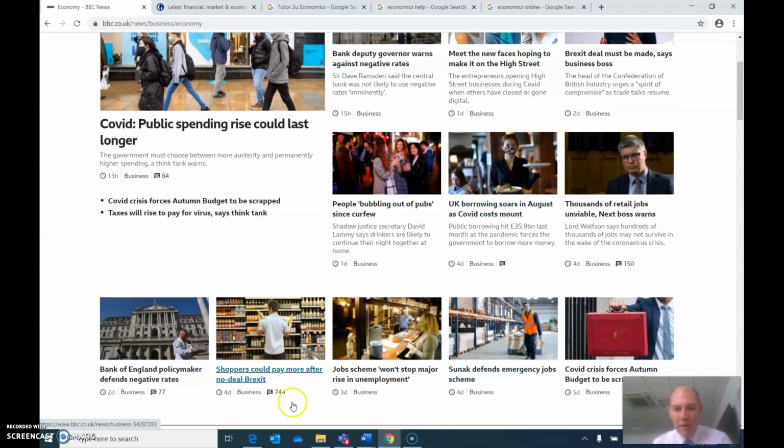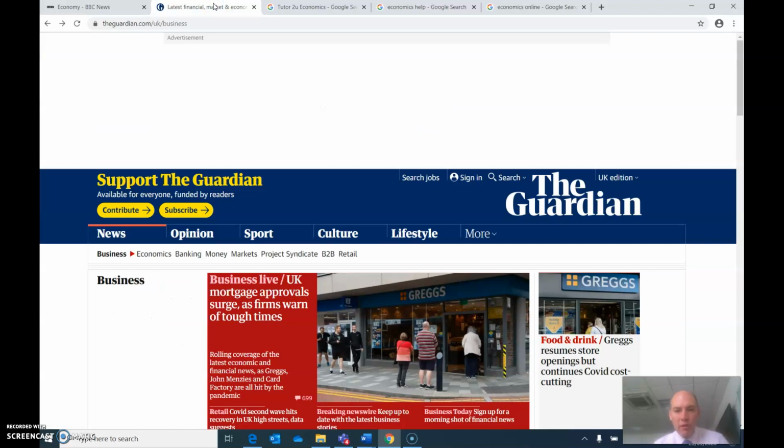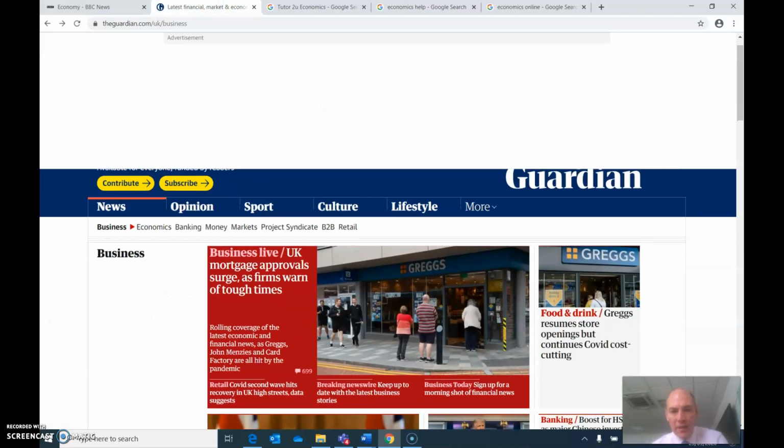So shoppers could pay more after a no-deal Brexit. Why is that? To what extent will that happen? So the BBC is an excellent resource for you guys. If you use one of the broadsheets, the Guardian's excellent. Again, always look for news, look at business, and then economics.